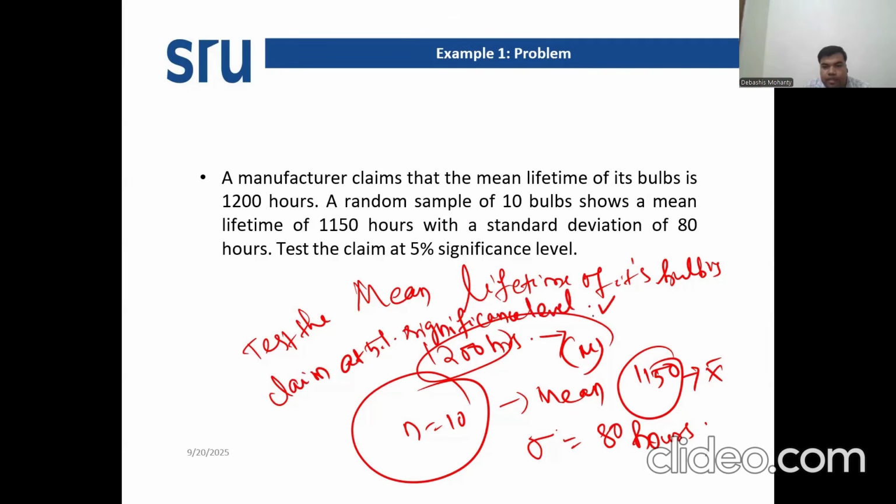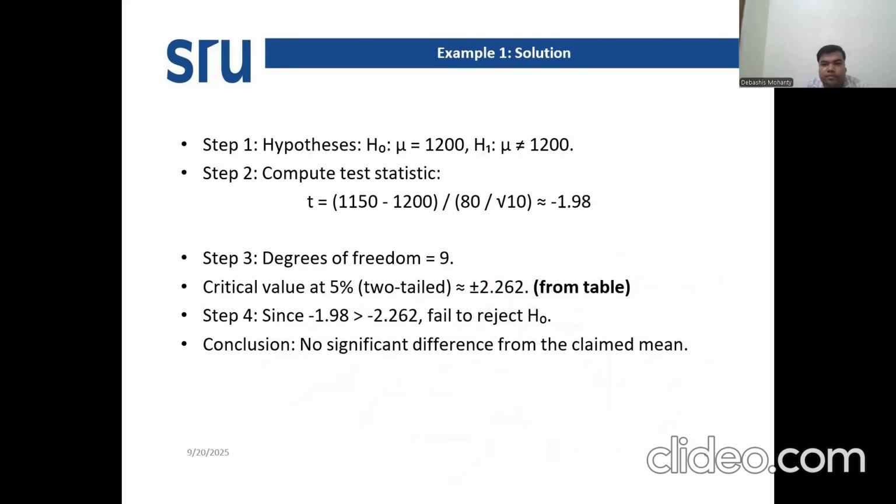5% significance level, right? So students, here we can see the solution. In the solution part, see the first step, that is step 1. In step 1, H naught is given, mu is equal to 1200, and the alternative hypothesis H1 such that mu is not equal to 1200.